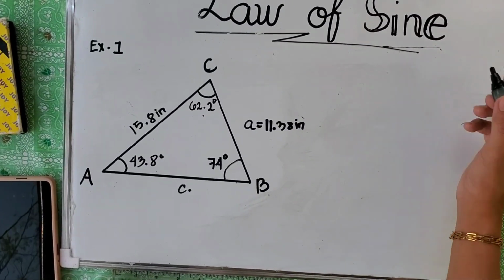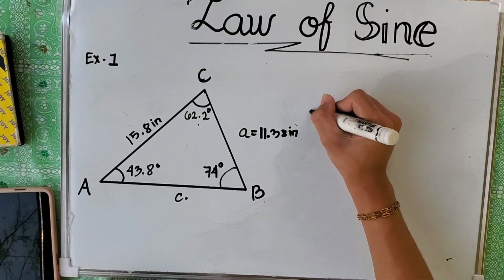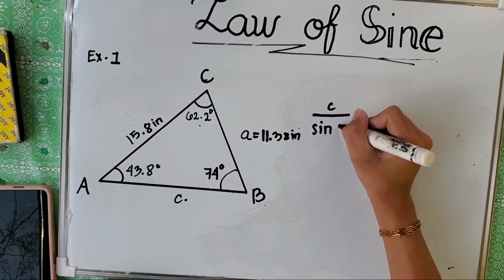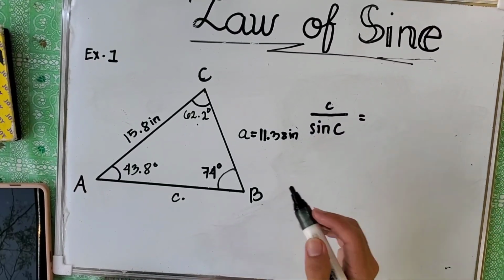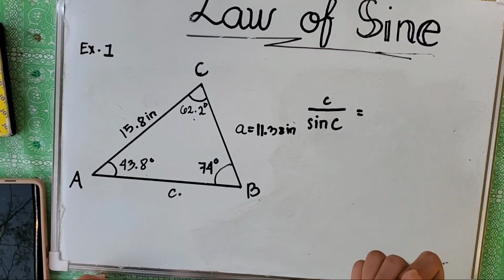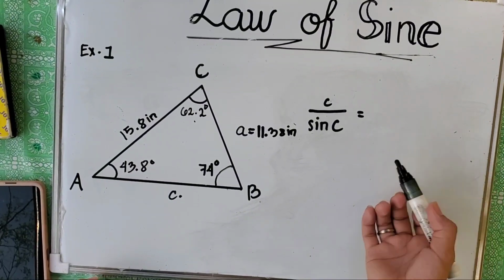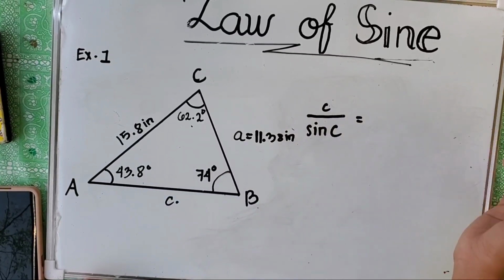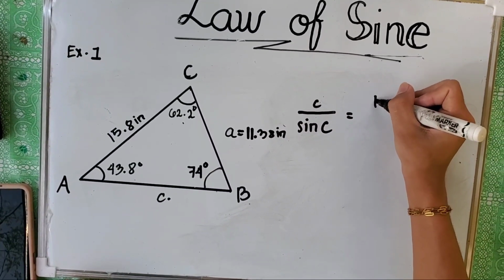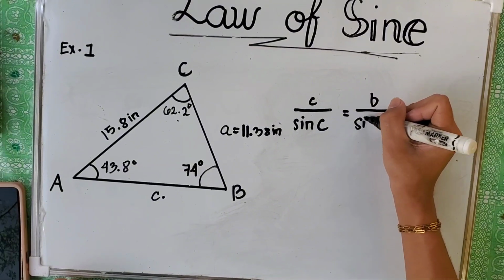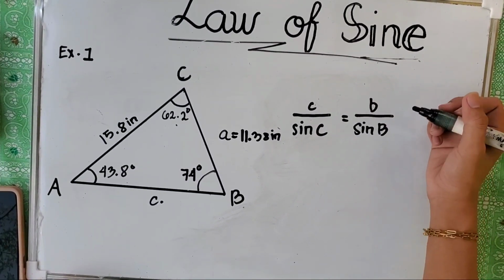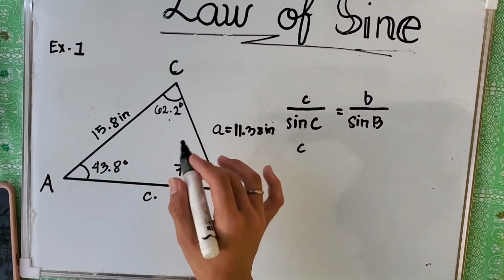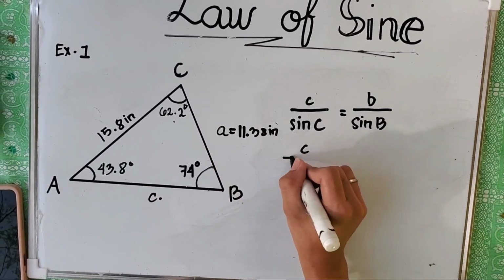Next is to solve for side C. In solving side C, we are going to use C over sine C is equal to, and you can choose what to use in this problem. Since we have B, which is a whole number, I'm going to use that. So B over sine B.